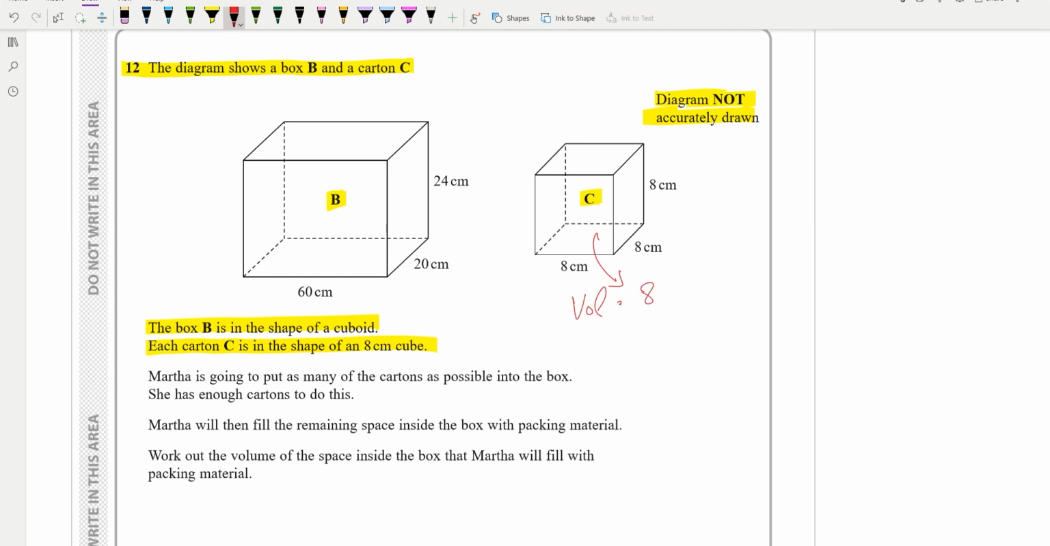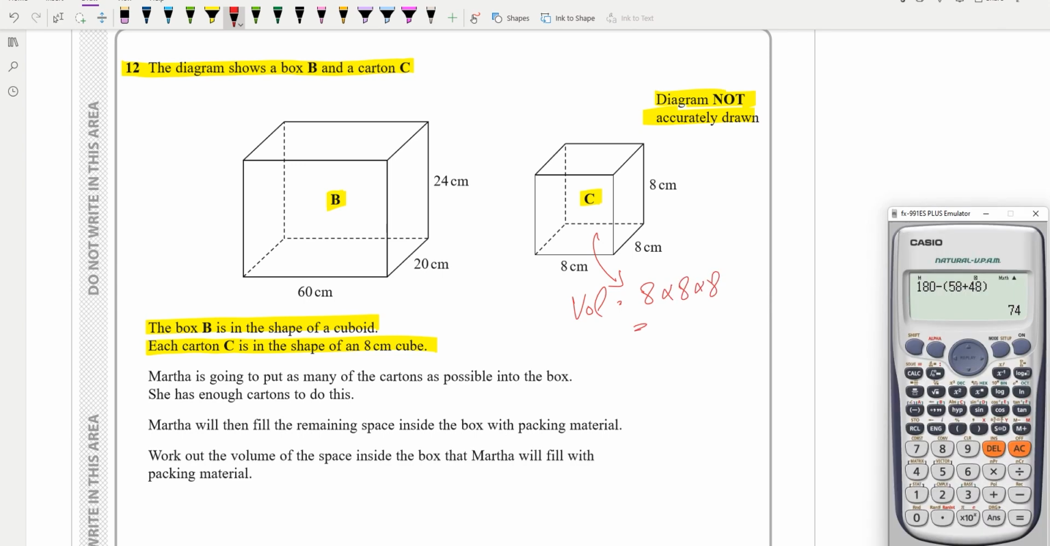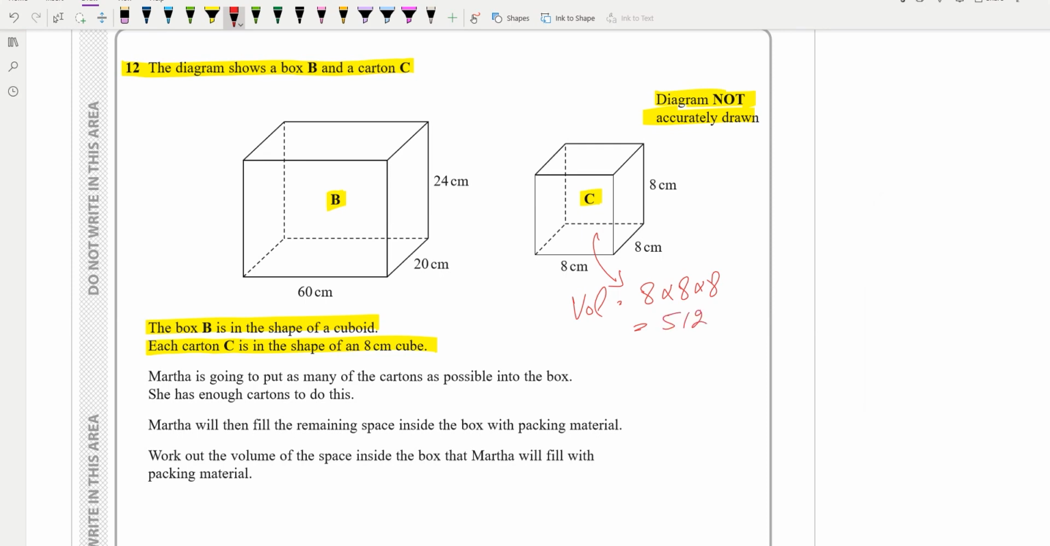We can write volume is equal to 8 into 8 into 8, which is equal to 8 cubed, which is equal to 512 centimeter cube. So this is the volume for 1. Now we will have to check how many of these cartons can be filled in this box. And before doing this, I will go to the rest of the question.